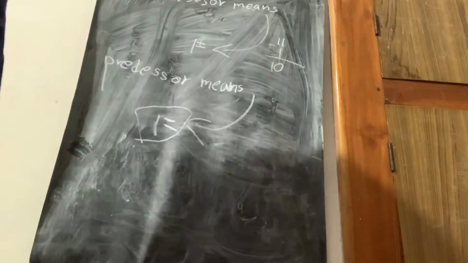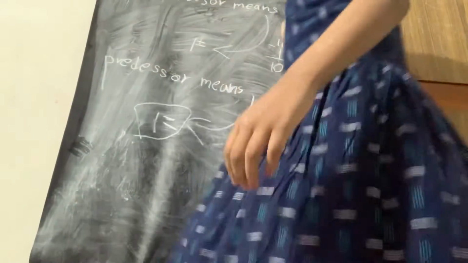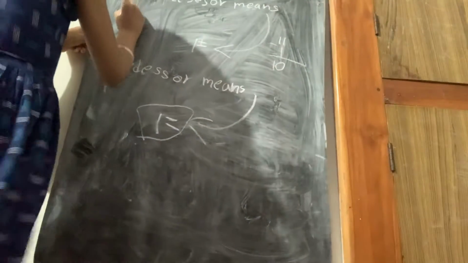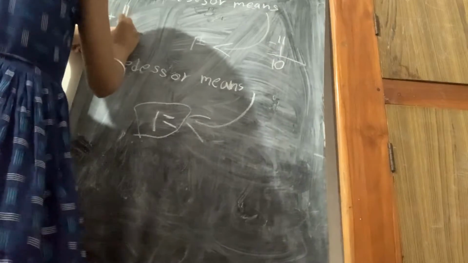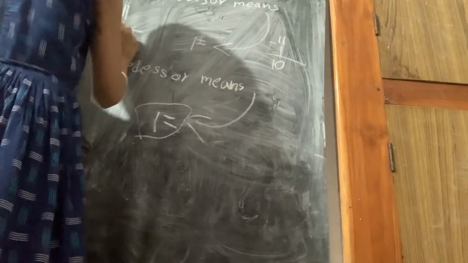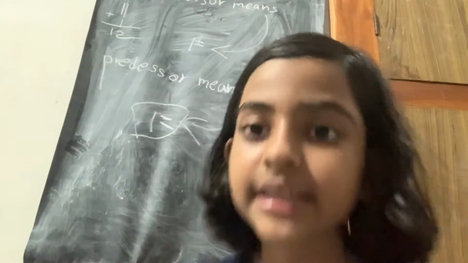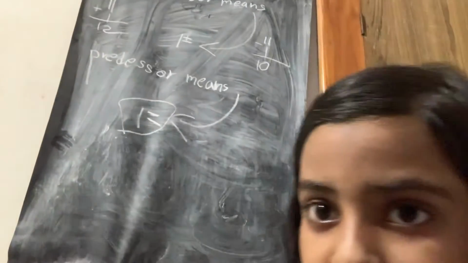Just like that, let's practice successor. And successor means, see, 11 plus 1 will be 12. So everyone can see my board, right? Like that.